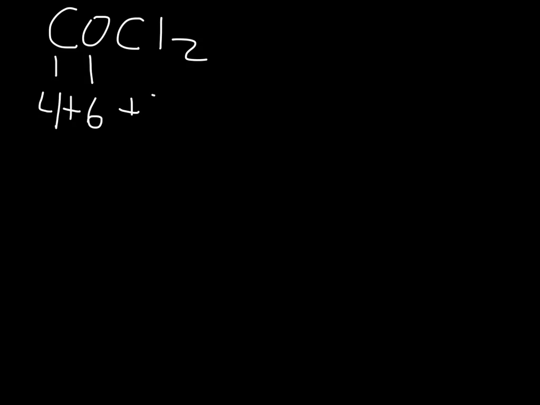Hey everyone, today we're working on the Lewis dot structure for COCl2. In order to figure that out, we have to figure out the valence electrons for each. There's going to be 4 valence electrons for carbon, 6 for oxygen, and 7 for chlorine. But there's 2 chlorines total, so it gives us a total of 24 valence electrons.